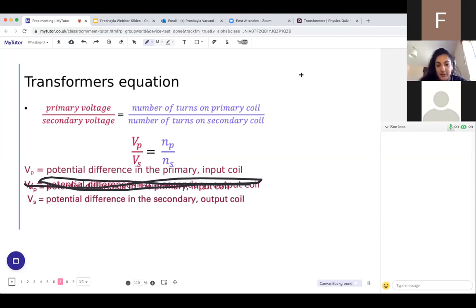The first thing I'm going to do is times both sides by NS so that I get VP NS over VS equals NP. Okay, so that's the first step that I did. You might choose to do it in a different way, that's fine, as long as you can make VS the subject. Now what I might do is times both sides by VS so that I get VP NS on the left-hand side, and on the right-hand side, I get NP VS.